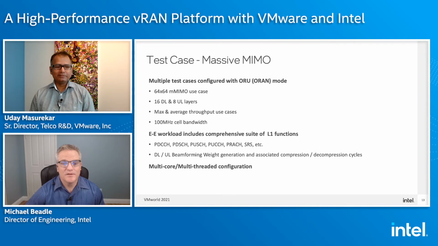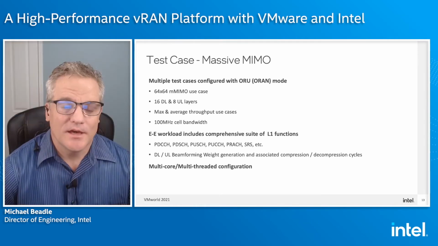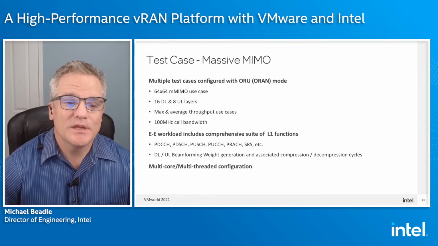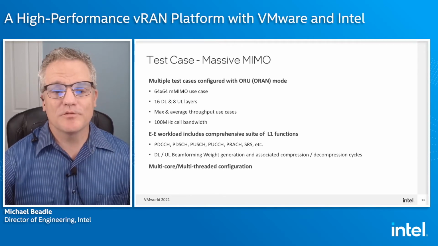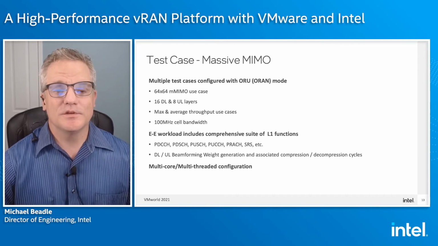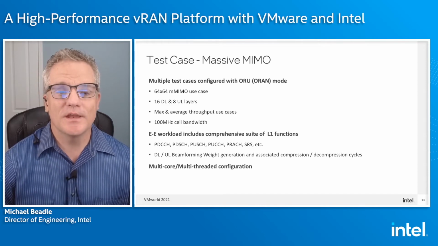Yeah, this is a very specific example, but one of the heavier workload use cases, where you have massive MIMO, 64 antennas, 16 layers downlink, 8 layers uplink. Through the testing, we can control the amount of throughput all the way from the maximum theoretical throughput to average to typical use cases. So we can vary that.